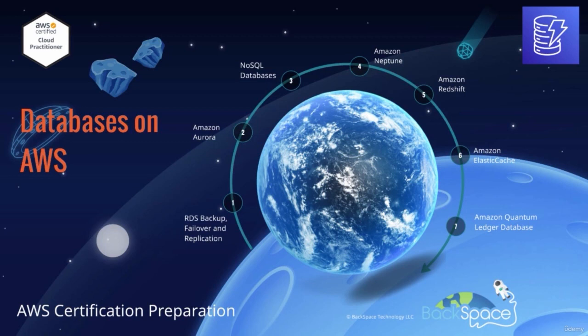In this lecture on databases on AWS, we'll start off by talking about the Amazon RDS service and how we can back up our databases, and also how we can implement failover and replication of our databases. We'll then look at the Amazon Aurora database, and then we'll look at the NoSQL database offerings that are available on AWS. We'll look at the Graph database, Amazon Neptune. We'll look at the data warehouse, Amazon Redshift. We'll look at the in-memory key store, Amazon Elasticache. And finally, we'll talk about the Amazon Quantum Ledger database, which is for critical transactional data.